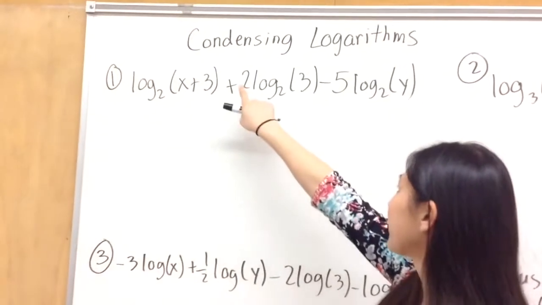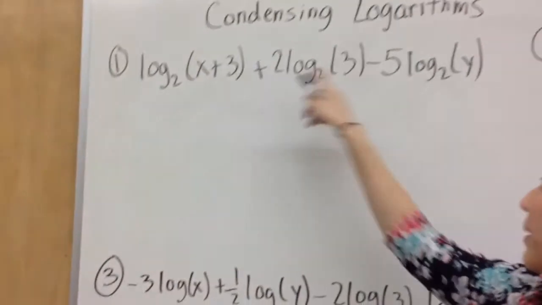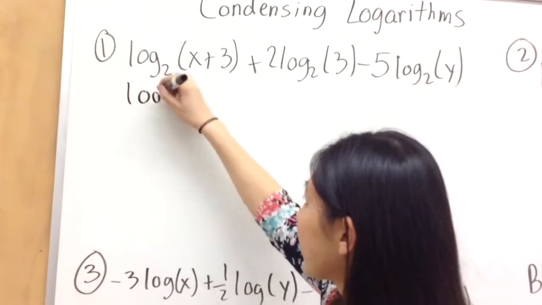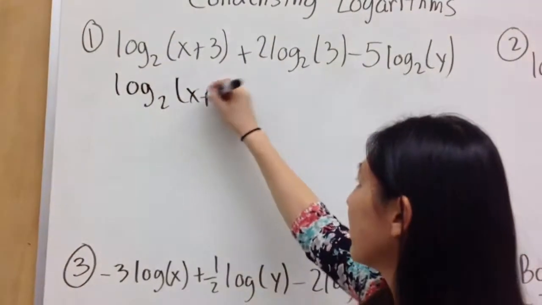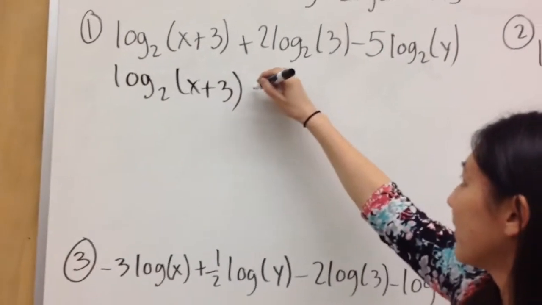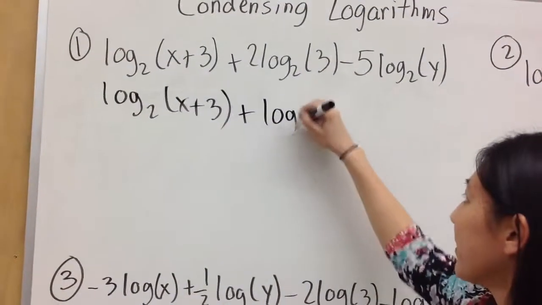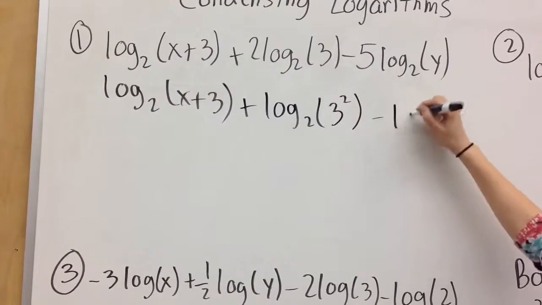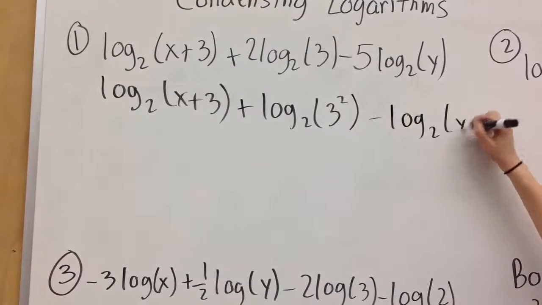All right, I see that I have numbers out in front. Those are going to become my exponents, so I do those things first. So I still have this log base 2 of x plus 3. And then I'm going to have this plus log base 2 of 3 squared minus log base 2 of y to the 5th power.